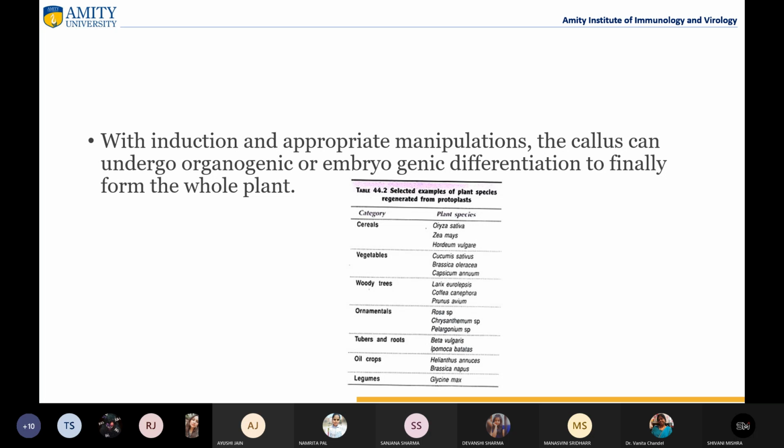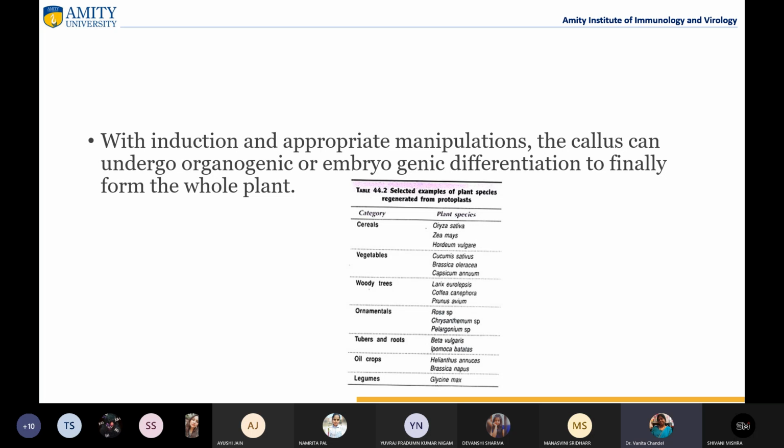Ma'am, could you please explain the mechanism again? Actually, I couldn't hear at that time. Pardon? Ma'am, could you please explain the mechanism again? Which mechanism? The fusion mechanism or the isolation mechanism? The fusion mechanism.